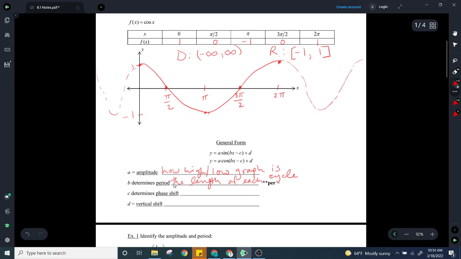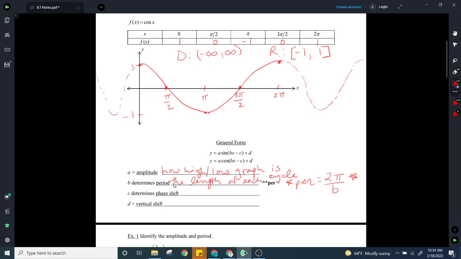Now, how do we compute the period? This is important. So the period is computed by 2 pi over whatever B is. So this is an important little formula we're going to use. So when you're asked to find the period, and then we're going to use that to sketch our graphs, always use the formula 2 pi over B.